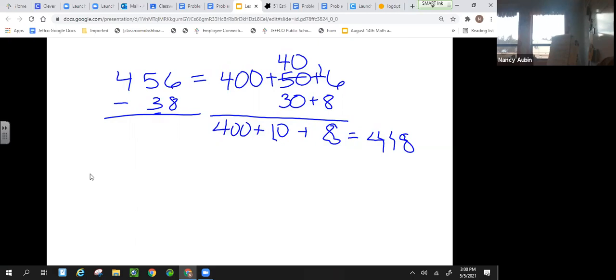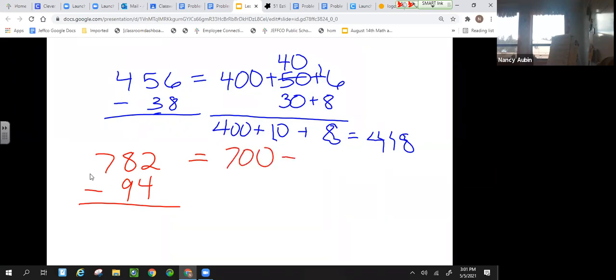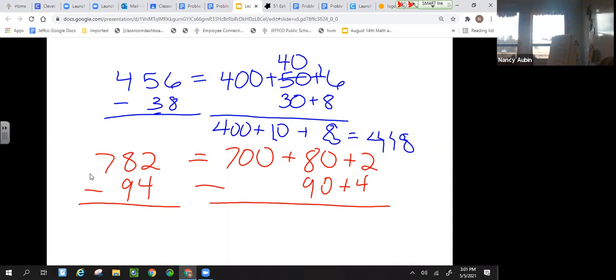Okay, we're going to try that again, but this time we're going to do 782 minus 94. Let's expand 782. Paxton, how would I expand 782? You're going to do this on your board. Erase, because you're probably going to need more room. 700 plus 80 plus 2, and then we have to expand 94. 90 plus 4. Now we subtract it, right? And you're really doing it the same way you would do it with this U.S. Common Method. Start in the ones, 2 minus 4.